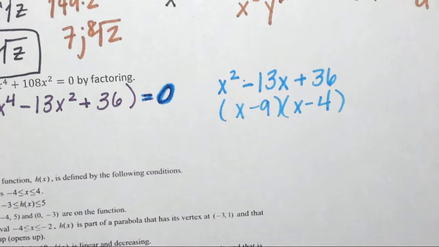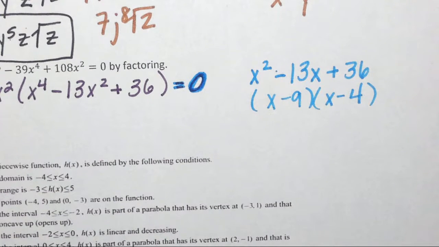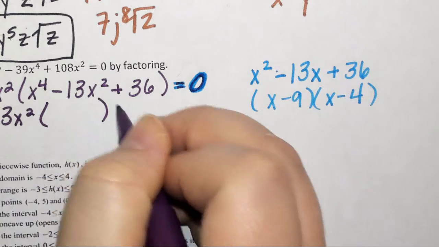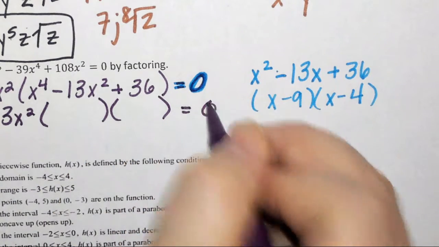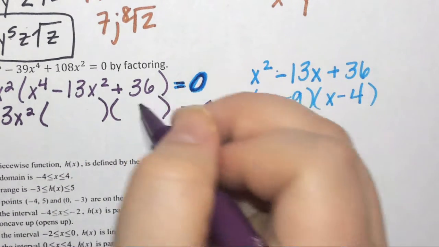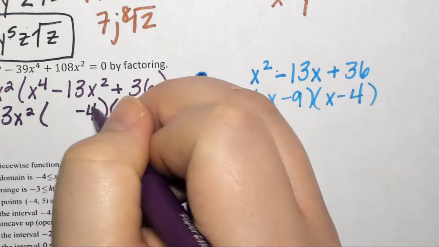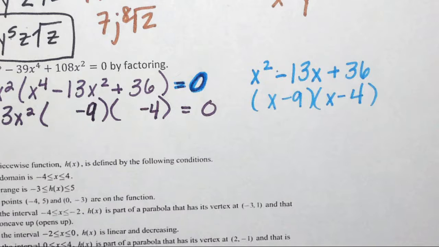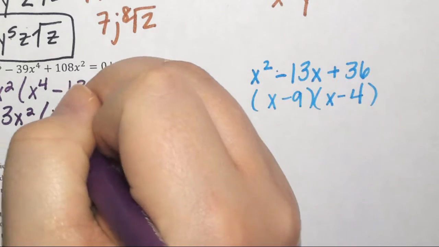So we've still got, let me move over a little, we've still got the 3x squared. We've still got the equal 0. We're going to use the minus 9. We're going to use the minus 4. But instead of x, we're going to do x squared.